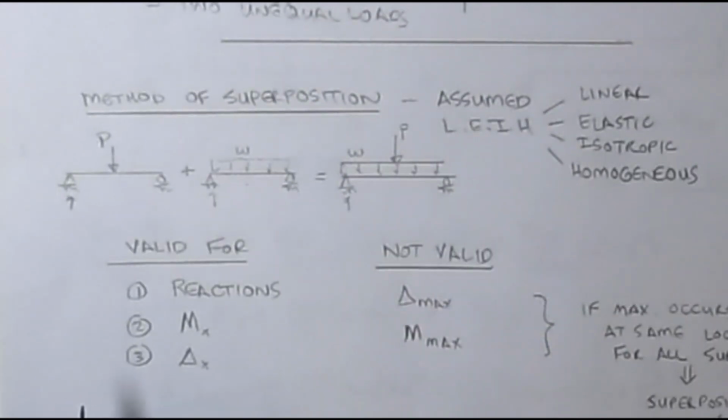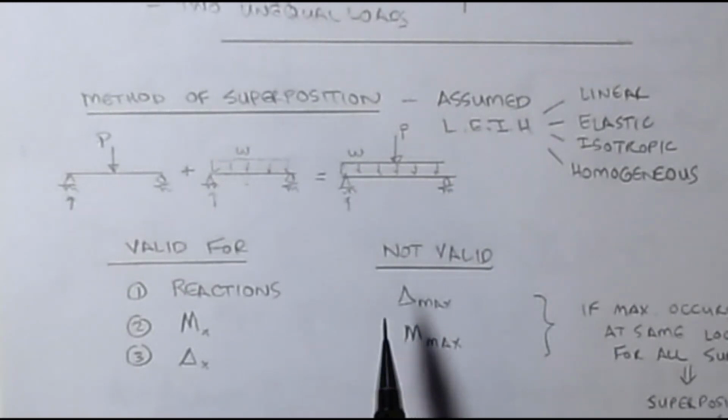Okay, so this methodology works for finding reactions. It works for finding the generalized moment equation, or the moment as a function of X, and it also works for finding the displacements as a function of X. Where you have issues is with the maximum values that are also tabulated, or where the peak value is, a delta max and a maximum moment.